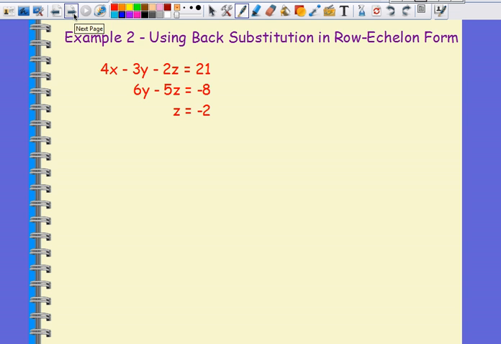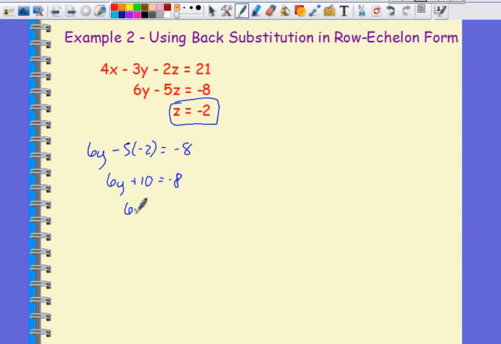Alright, so this is pretty simple. I already know that z is negative 2. Okay, so that's 1. So it would look like what? 6y minus 5 times negative 2 equals negative 8. That would give me 6y plus 10 equals negative 8. That's supposed to be an 8, okay? So 6y is equal to what? Negative 18. So y is equal to negative 3.